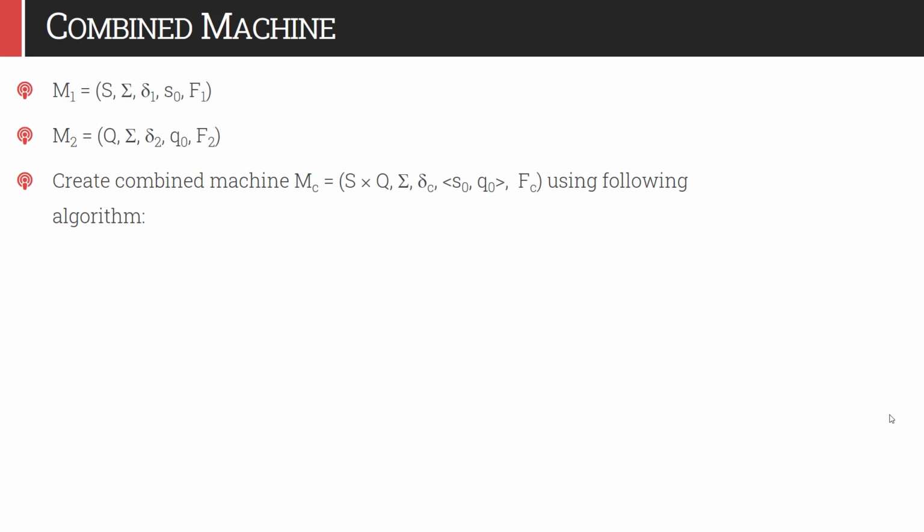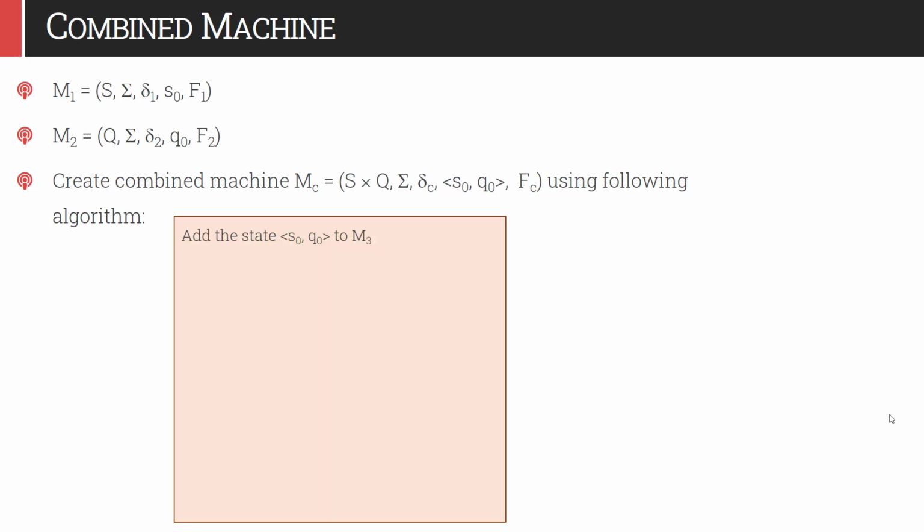So first we need to create a combined machine. Assume that M1 and M2 are two DFAs which are producing languages L of M1 and L of M2. How to construct the combined machine, we have already discussed in previous videos. A link to that video is given in the description box.